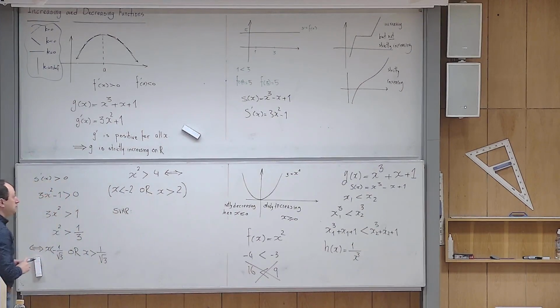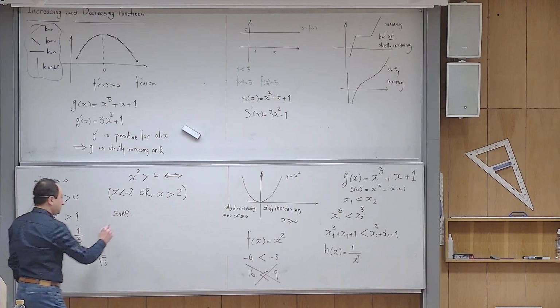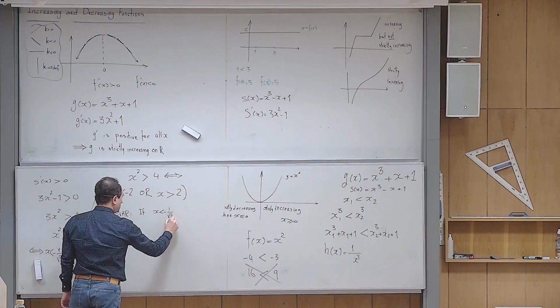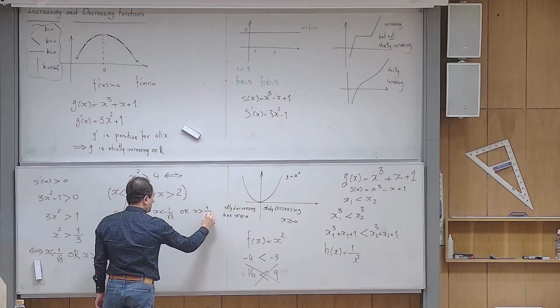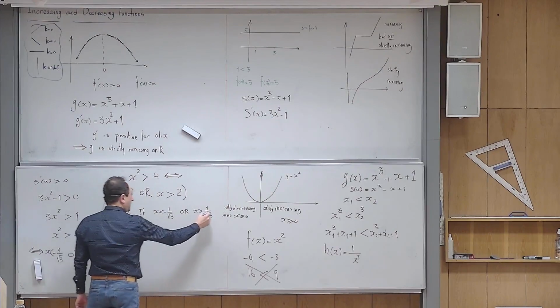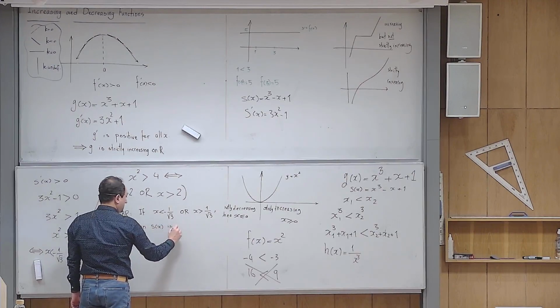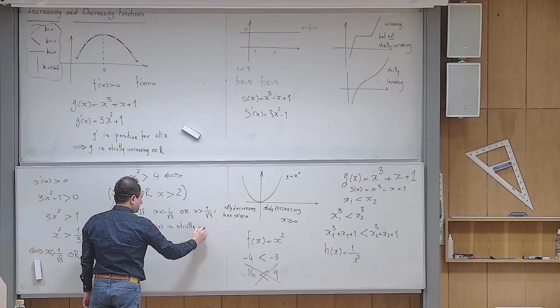But remember, now you need to write the answer. I ask you on which interval or intervals this function s, which was written there, is actually strictly increasing. So what do you answer now? I would say that if x is less than -1 over square root of 3, or x is greater than 1 over square root of 3, then s of x is strictly increasing.